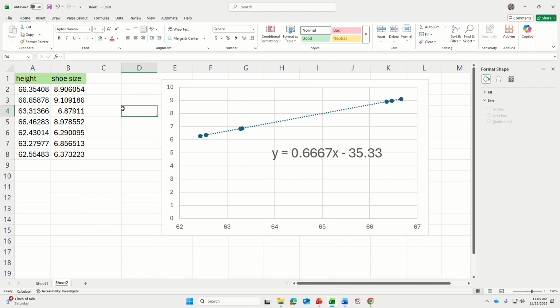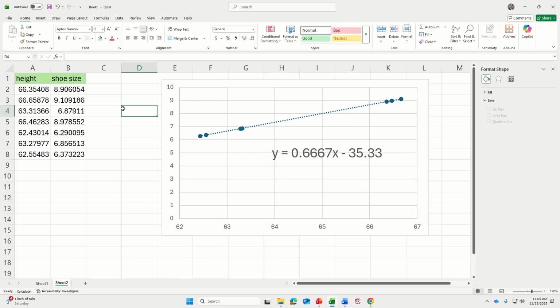So if I'm basing it off of these 7 subjects that are willing to tell me their height and the length of their foot, well, now I can go up to any random person on the street and ask them how tall they are, plug that in here, multiply by 0.6667, subtract 35.33, and I've got my best guess at what their shoe size is going to be. That's kind of how this works.